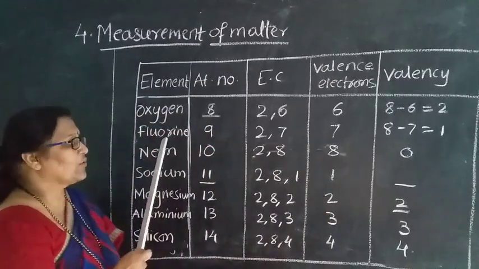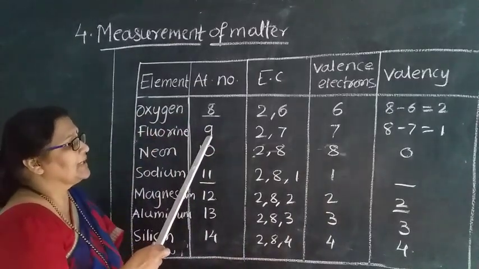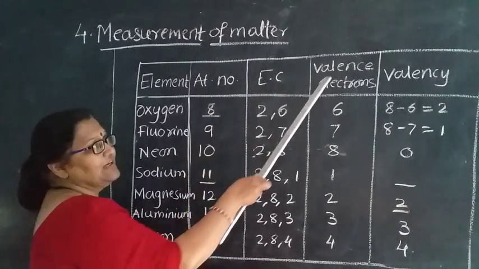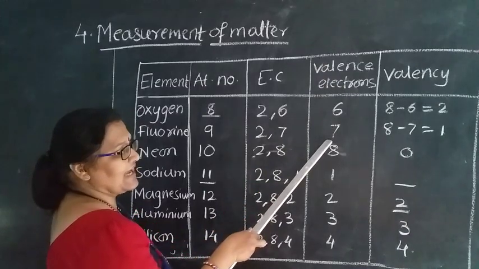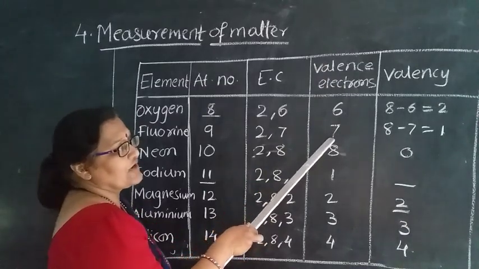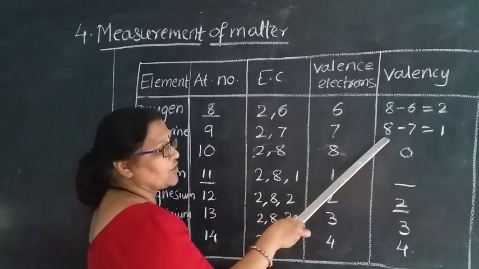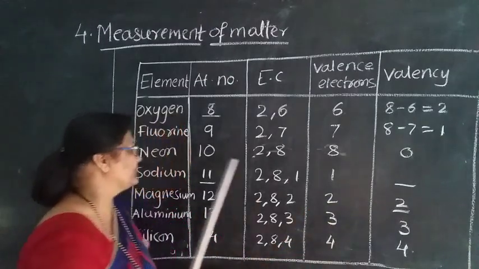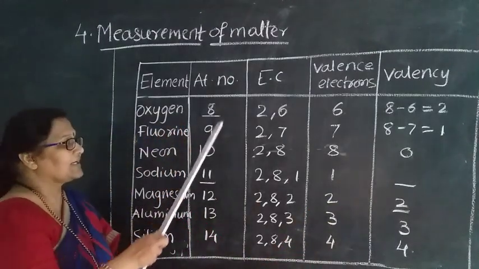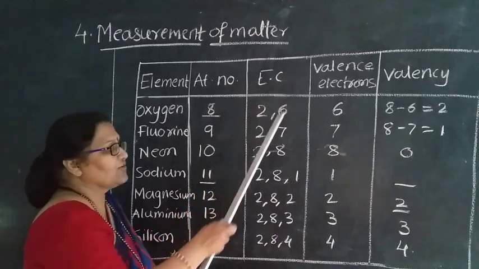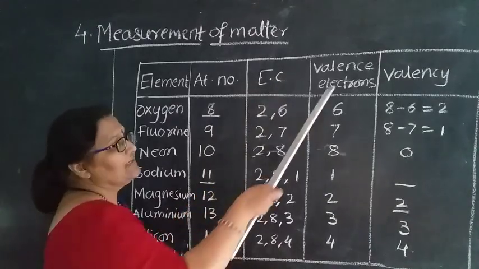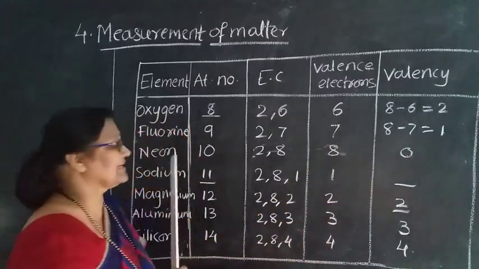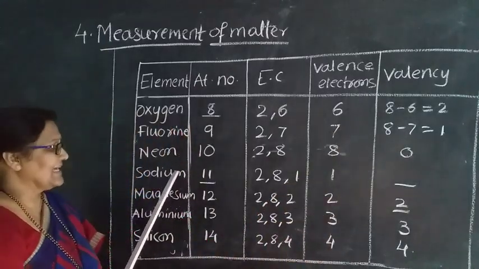Next comes fluorine. Fluorine has the atomic number 9. So electronic configuration is 2 and 7. Valence electrons are 7. As it is more than 4, we subtract it from 8, that is 8 minus 7 is equal to 1. Next comes neon. The atomic number is 10. The electronic configuration is 2 and 8. The valence electrons are 8. The valency is 0, as it is an inert gas, we write the valency as 0.